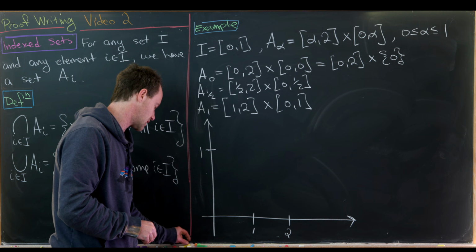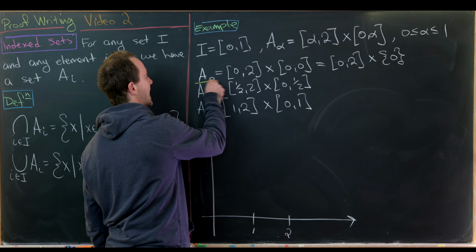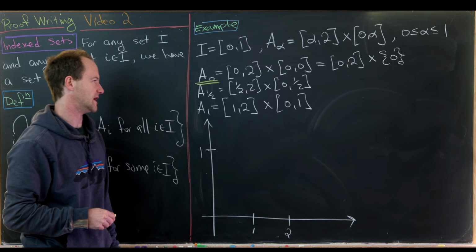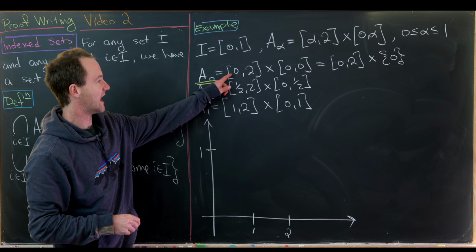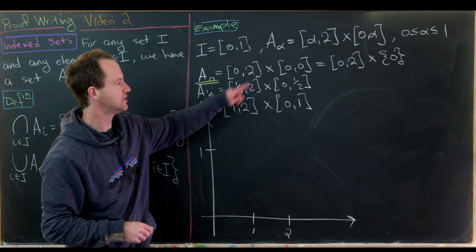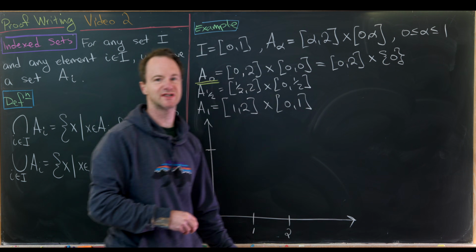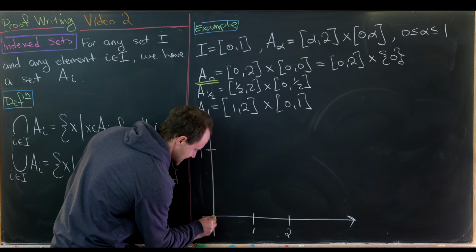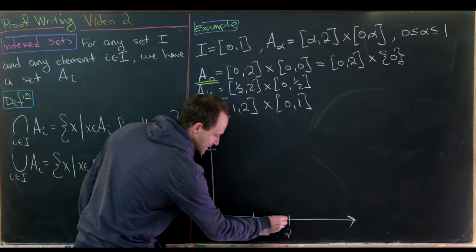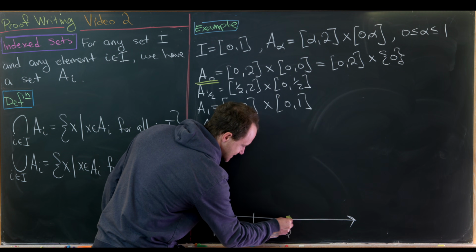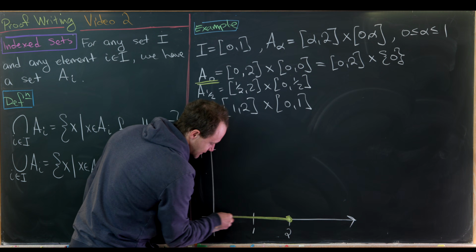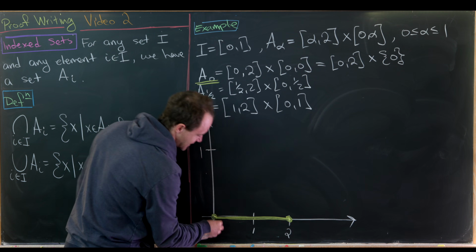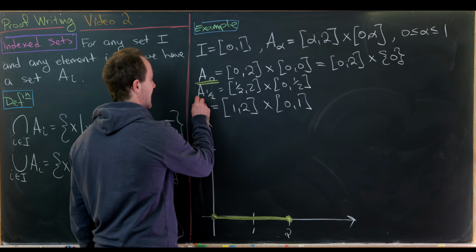Okay, so now let's color code this a little bit. Let's say that A0 will be drawn in yellow. All of the x coordinates go between 0 and 2, but all of the y coordinates are simply the number 0. So that means we've got this line segment here along the x-axis, the horizontal axis. So that's our A0 set right there. It's that line segment.